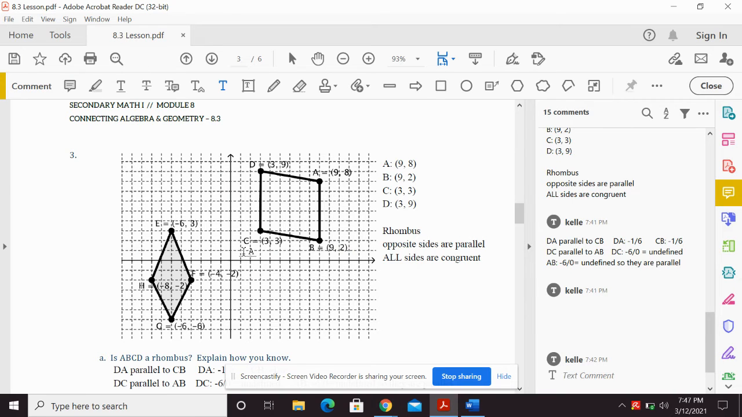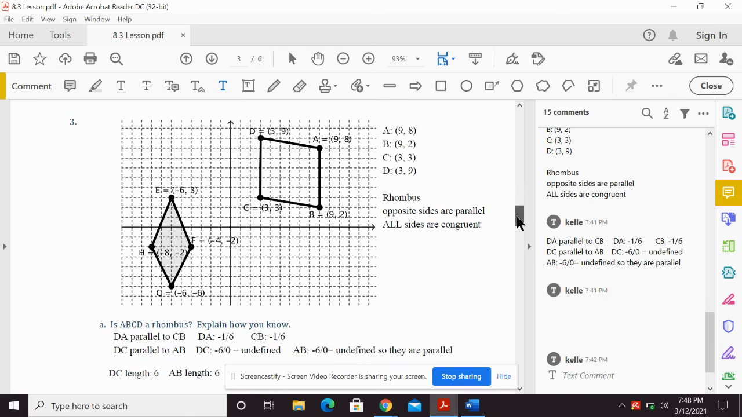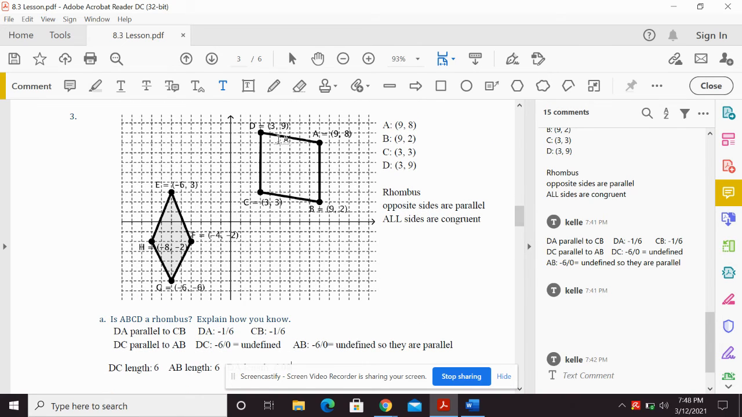Okay. So these guys have a length of 6. This one has a length of 6.08. So that's really obnoxious. It's incredibly close to being congruent, but they're not quite congruent. This one is 6.08. This is only 6. So DA is slightly longer, and CB is going to be the same length as DA. So these sides are just a little bit longer.